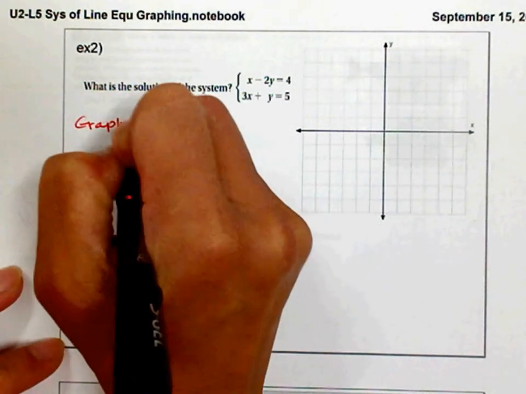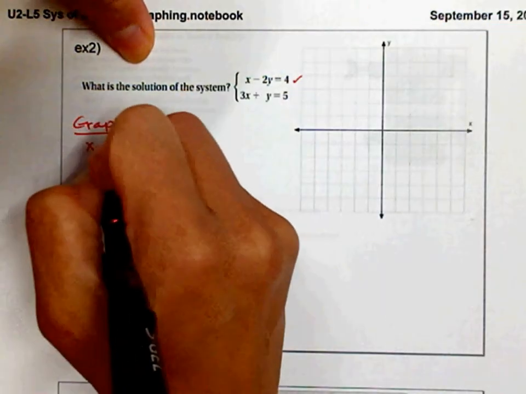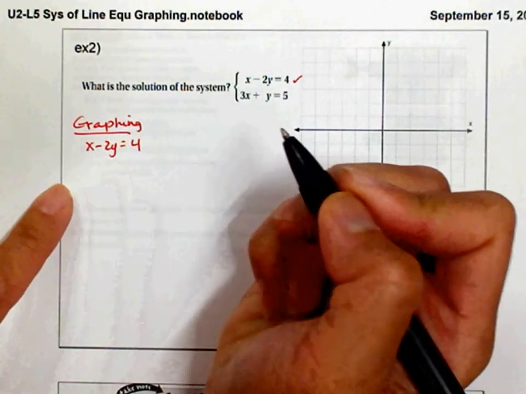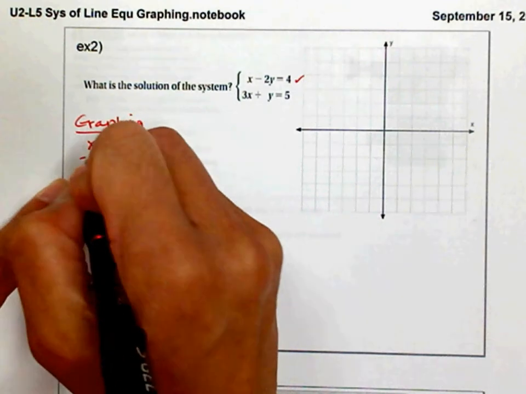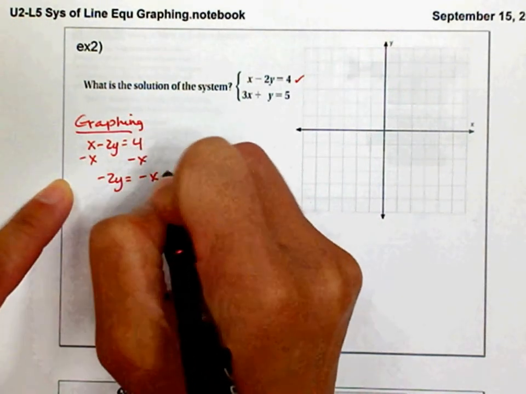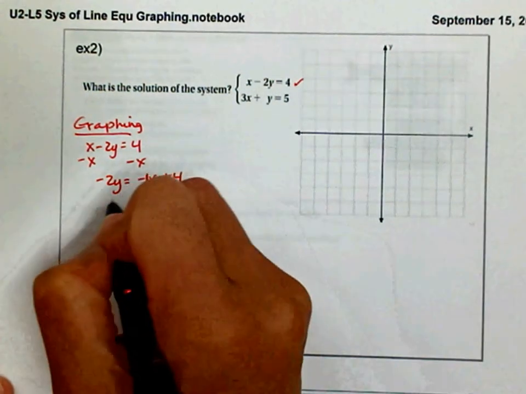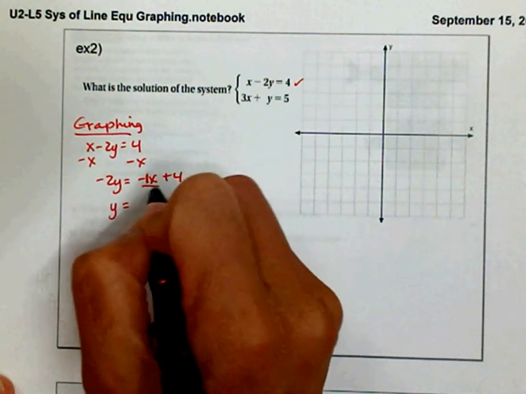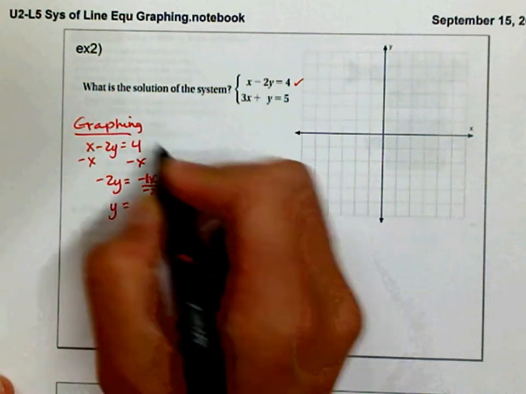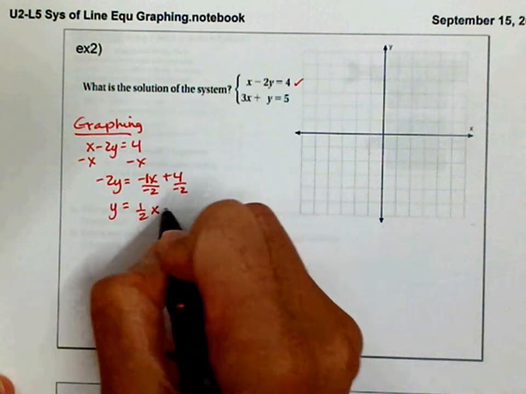Here's your first one. x minus 2y is equal to 4. Put them in slope-intercept form. Subtract x from both sides, so -2y equals -x plus 4. Put a 1 if that helps you. Divide everything by -2, each one of these by -2. Negative becomes a positive. Positive 4 divided by -2 is -2.